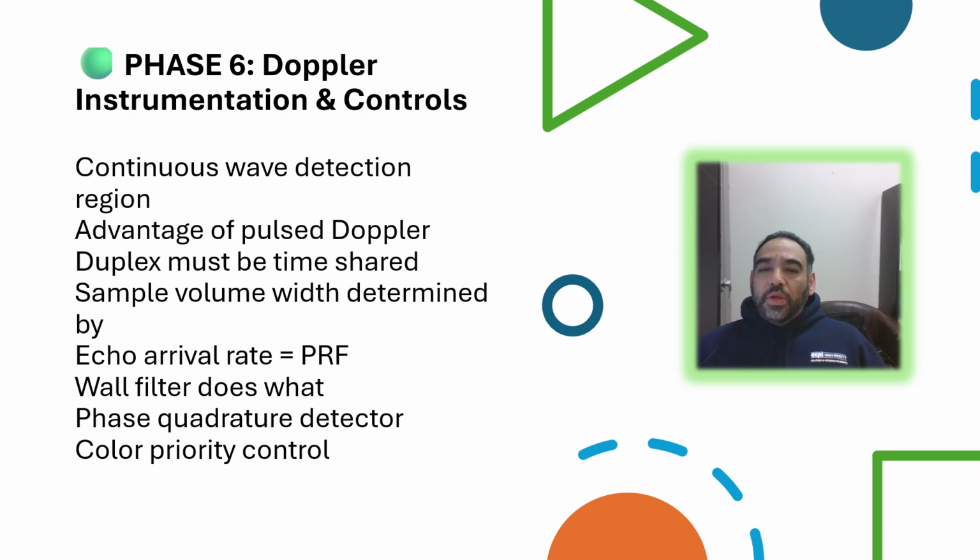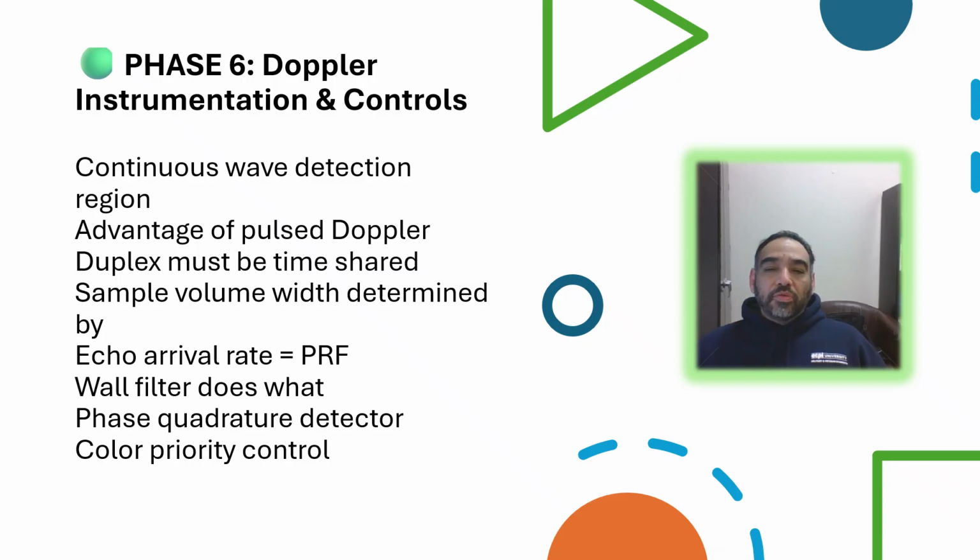Next, we're going to look at what determines sample volume width, including beam width and depth, factors that influence spectral broadening. Then we'll also review why echo arrival rate equals the pulse repetition frequency. This is a foundational PRF concept. And then we'll break down what the wall filter actually eliminates: low frequency Doppler shifts from vessel wall motion. We'll discuss how the phase quadrature detector determines flow direction. And finally, we're going to examine the color priority control and how it determines which grayscale echoes display color information.